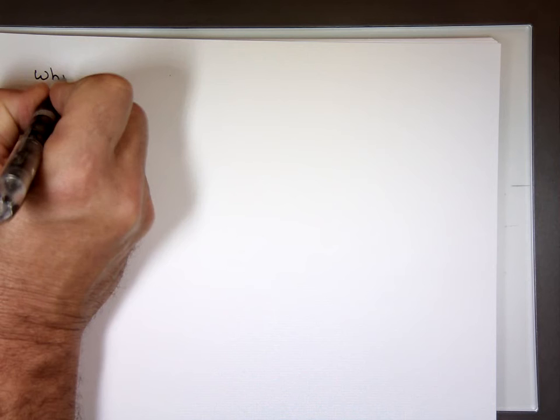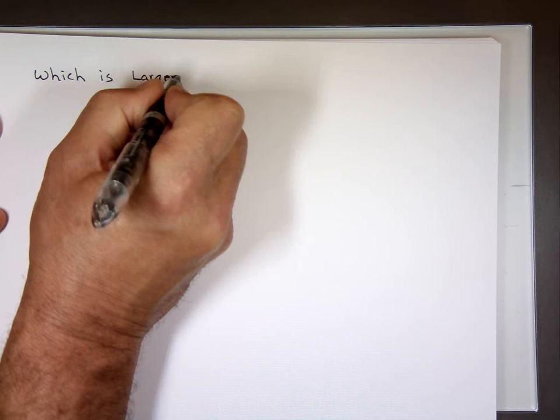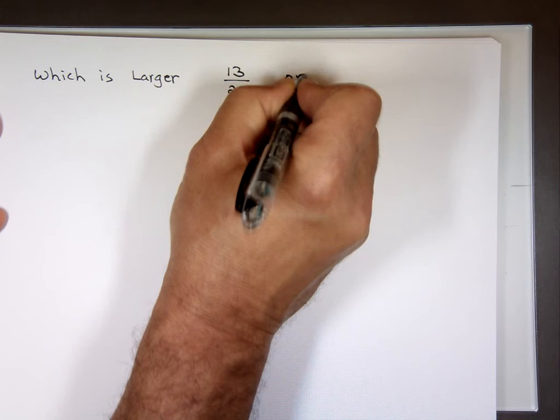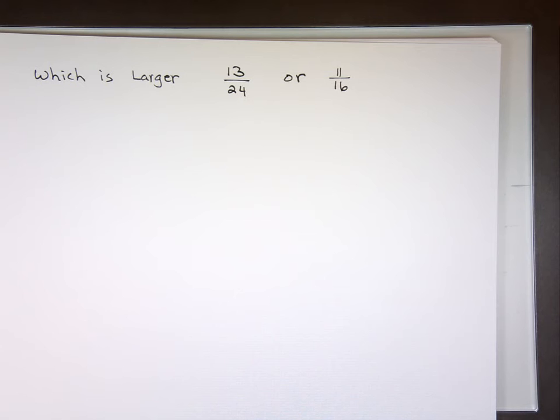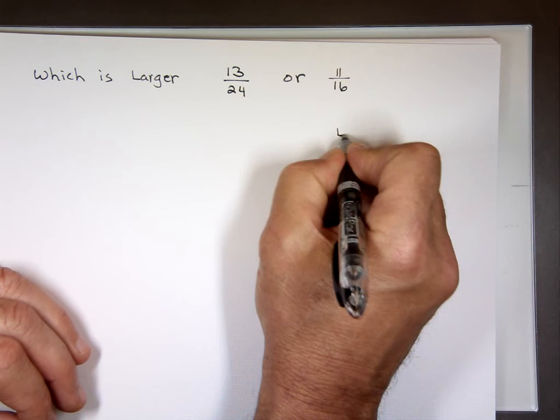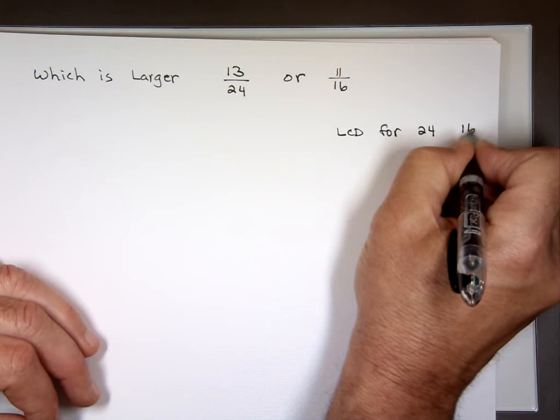I'll give you a couple more, here we go. Which is larger? I have 13 over 24 or 11 over 16. Again, the fact the two numbers in the bottom are different, I can't just look at them and give you an answer. I have a feeling it's the 11 over 16, but I want to show you. So I'm going to find the LCD for the 24 and the 16.